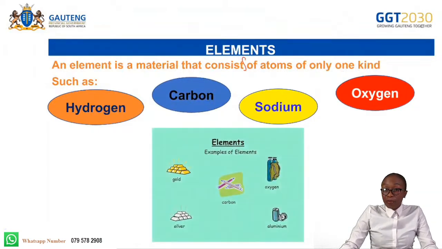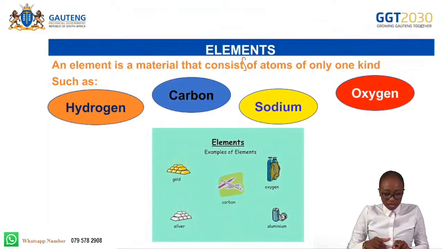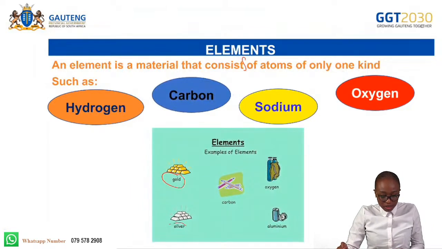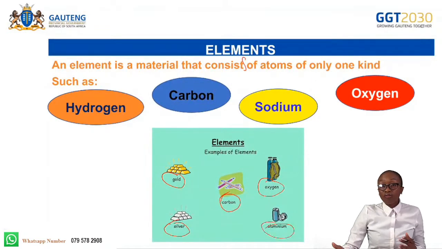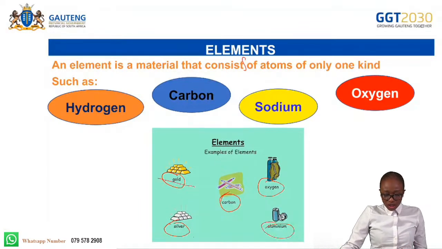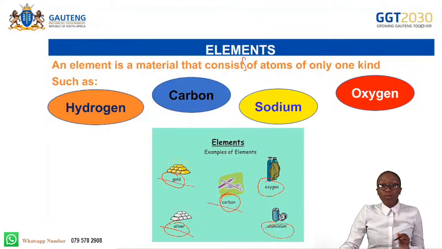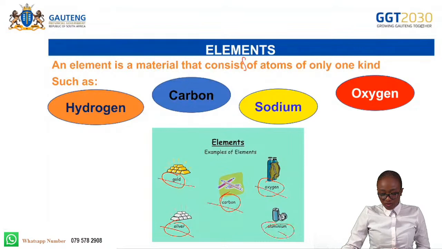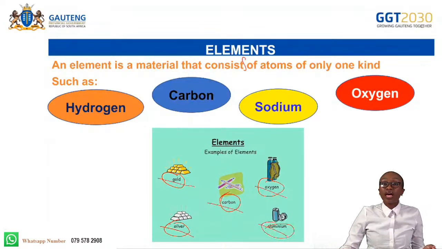Now, I have some more examples of elements. Gold is an element, silver, carbon, oxygen, and aluminium. We've often come across these elements in our day-to-day lives, like if you have gold jewelry, silver cutlery, or silver jewelry, the carbon that you use for your writing materials, the oxygen we breathe from the atmosphere, and aluminium cans and foil that we use at home.